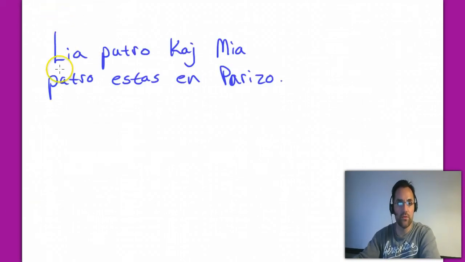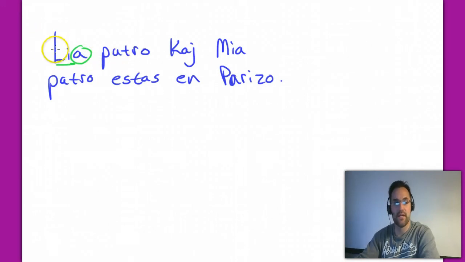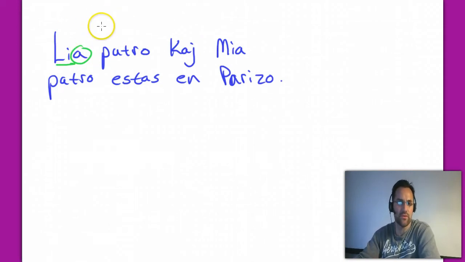Okay, so we see the root word here is li, which is he. We're using it as an adjective. It's a pronoun. So anytime a pronoun is an adjective, it's in the possessive. That's the only way we can really use a pronoun to describe a noun, right? Lia. So lia patros. So that means his. It's the possessive form.